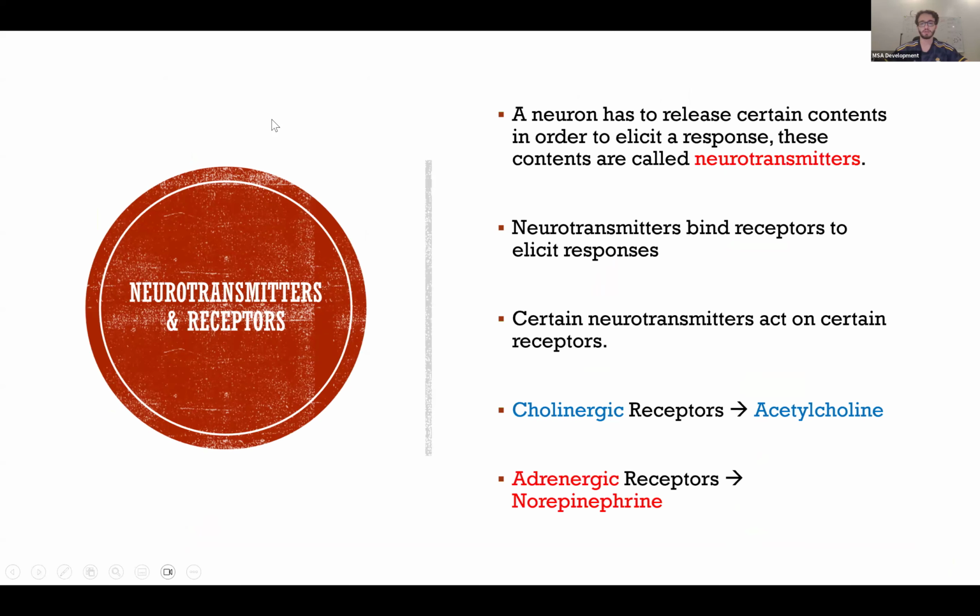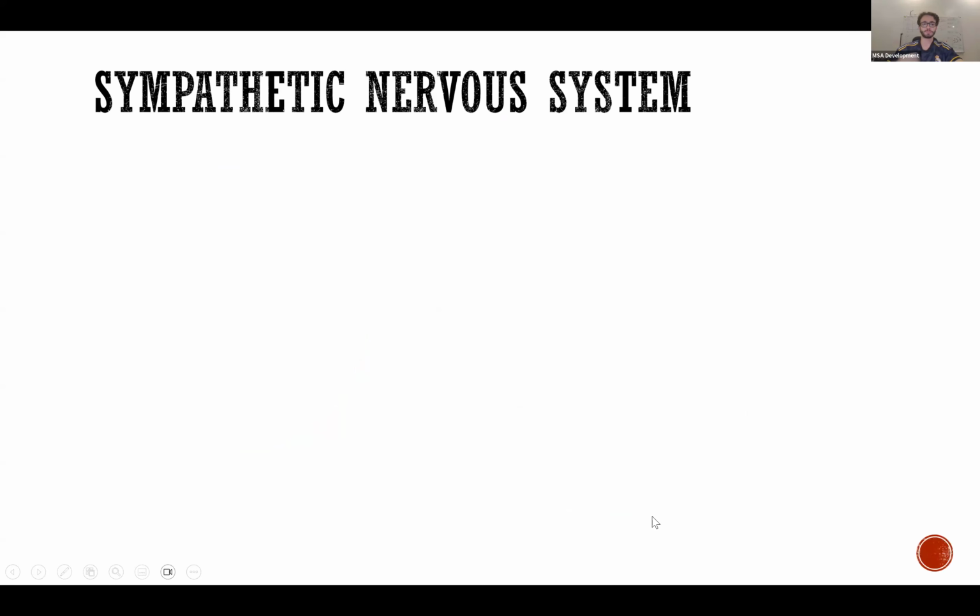Let's go through this again for the people who like text. A neuron has to release certain contents in order to elicit a response. Well, these contents are called, as we said, neurotransmitters. Neurotransmitters will bind receptors to elicit responses. Well, as we said, certain neurotransmitters act on certain receptors. So cholinergic receptors will only respond to acetylcholine. Adrenergic receptors will respond to norepinephrine.